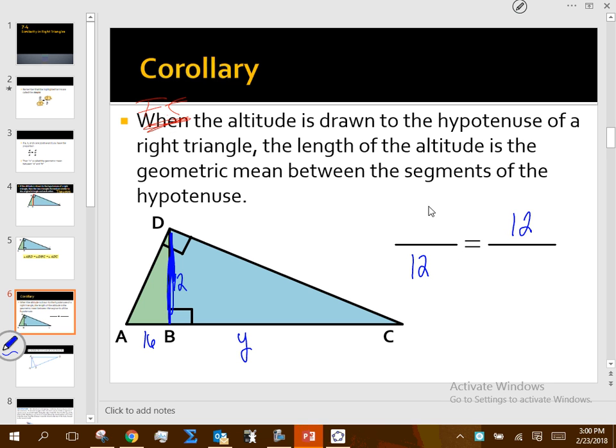Now, what should I put here? I can put one of these, can't I? I put 16 there. It's part of the hypotenuse. And can I put this other part of that hypotenuse in the other spot? Could those flip-flop? Yeah. Can these flip-flop? Yeah, but it doesn't give you anything new, right? So when I cross-multiply, I get 16y is equal to 144. Divide by 16. Y becomes 9.